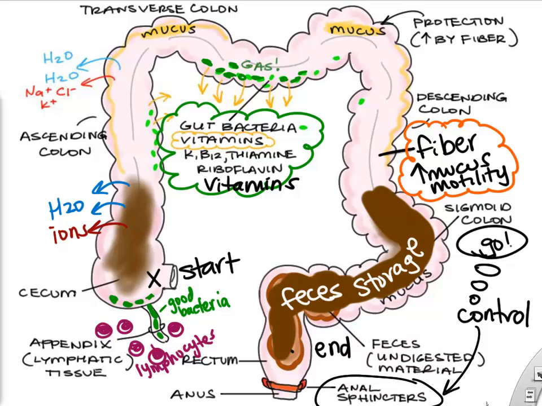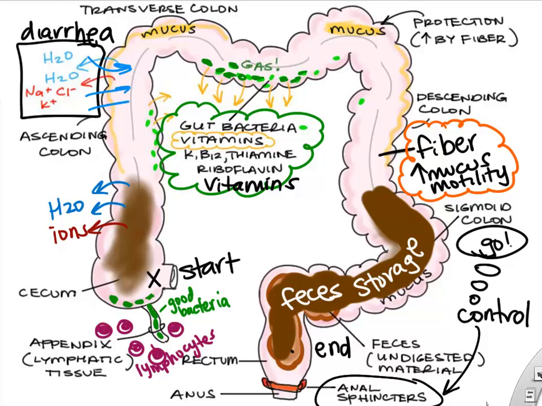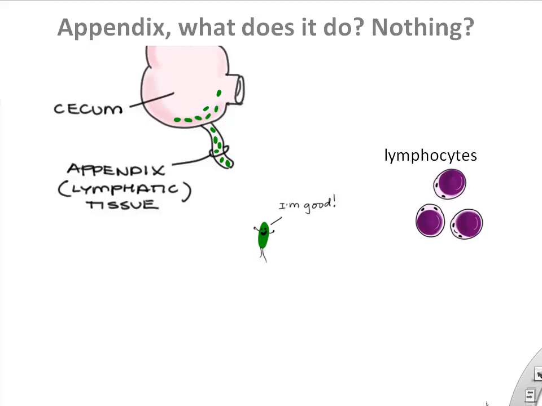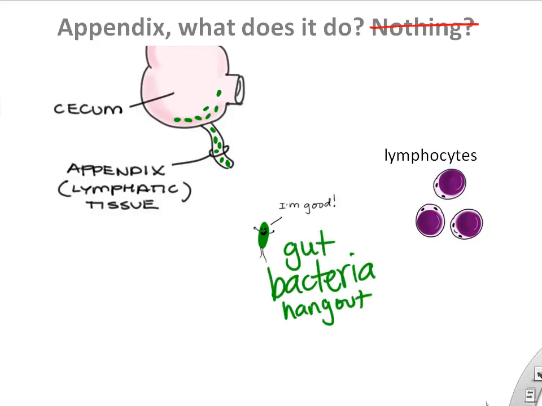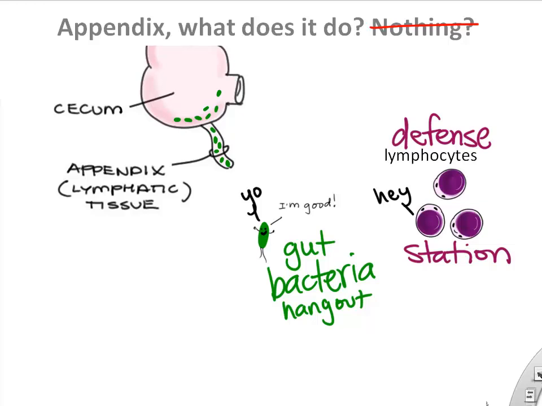If the water or ion absorption in the large intestine becomes disrupted, that can cause large amounts of diarrhea and water loss. What does the appendix do? We used to sometimes say nothing, but it probably has some role in the good gut bacteria and possibly also our defenses, since there's lots of lymphocytes.